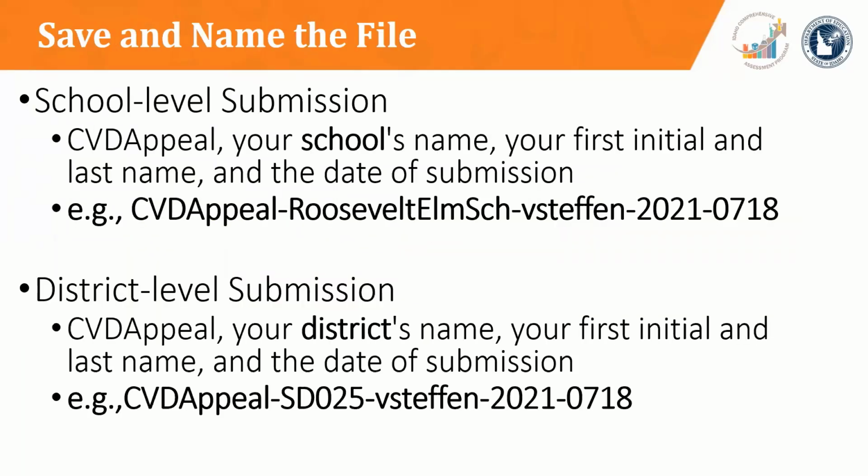If your file contains school-level information, please save and name the file with CVD appeal, your school's name, your first initial and last name, and the date of submission. If your file contains district-level information, please save and name the file with CVD appeal, the district's name, your first initial and last name, and the date of submission. Examples are displayed on the screen.